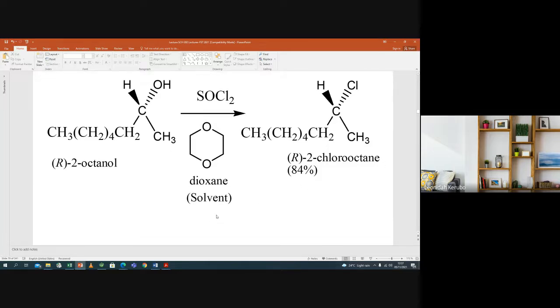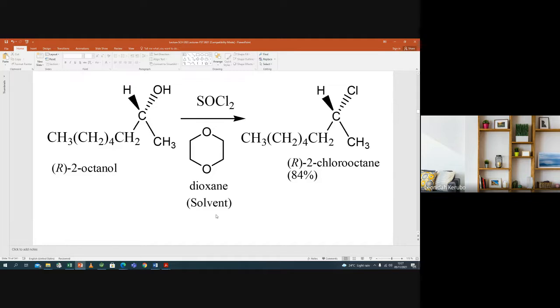is 84%. But if it was an SN1 mechanism, usually it leads to a mixture where you have retention of configuration and also inversion of configuration.